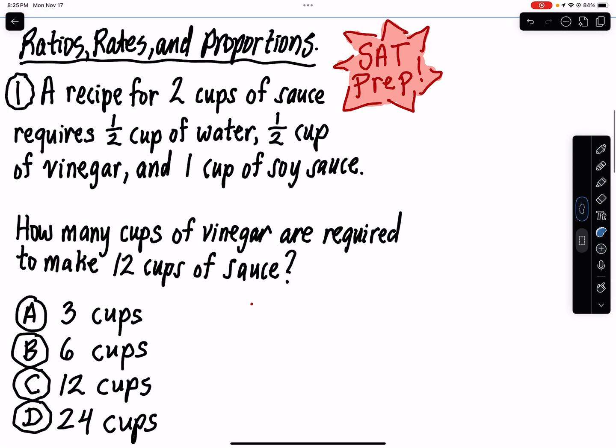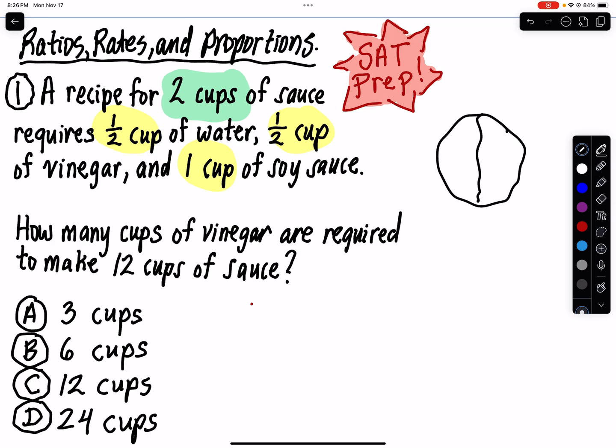Okay. So in this question, the total is 2 cups of sauce, and that's being made up of half a cup of water, half a cup of vinegar, and 1 cup of soy sauce. So if you wanted to, you can think of this as 2 cups of sauce, and half of it is soy sauce, and of the remaining half, half is water and half is vinegar. So you can do a visual for this if you wanted to. But I want to teach you a way to do it that might be more useful for more problems.